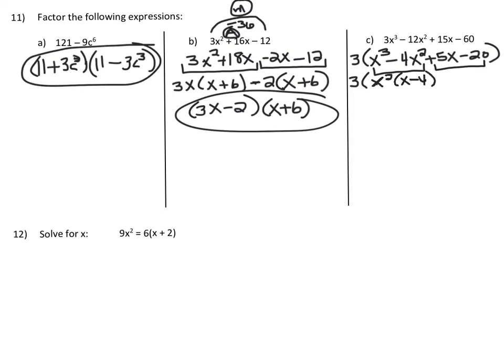Okay, out of the last 2 terms, you could pull out a positive 5. Now, please don't just write 5, right? If you're factoring out positive 5, you have to put the plus sign in front of that. And when you do, that also leaves you with x minus 4, which is good. Our parentheses match, right? That's what we want.